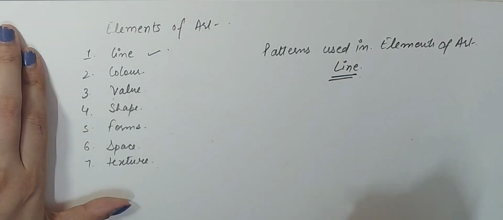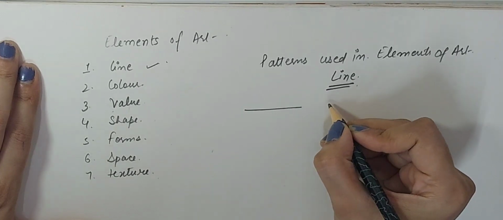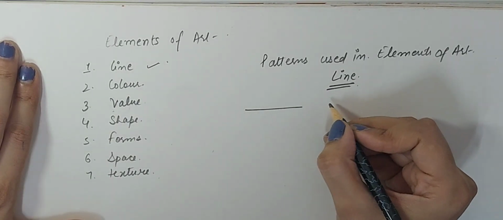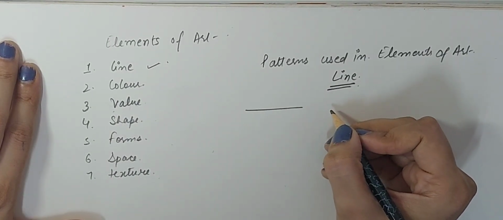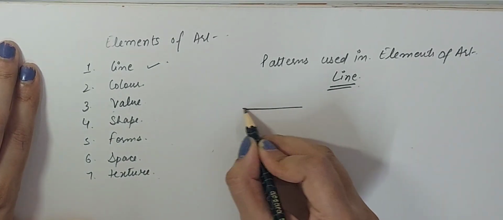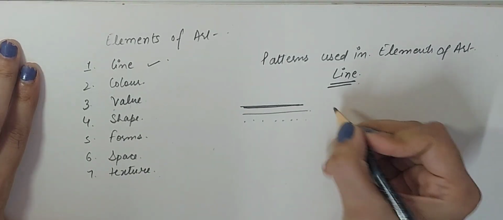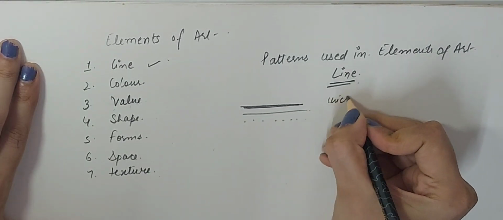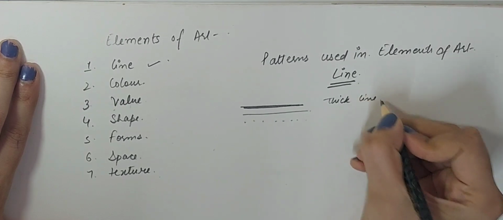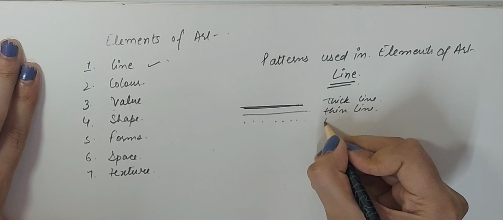In this video, I will tell you about the first element of art, that is line. There are several types of lines and characteristics of lines which you will find in this video, and then I will draw something where all the different lines are used. If we talk about lines, they are of two general types. Let me explain that.